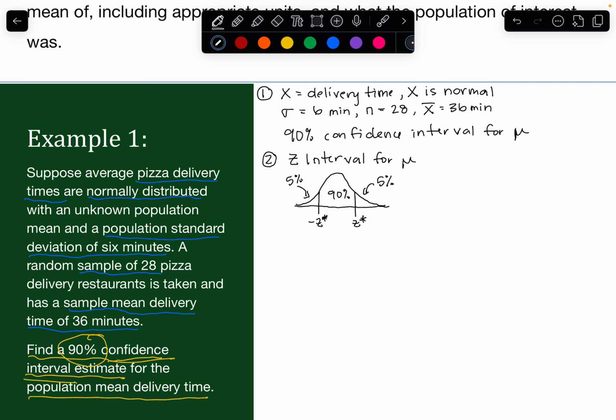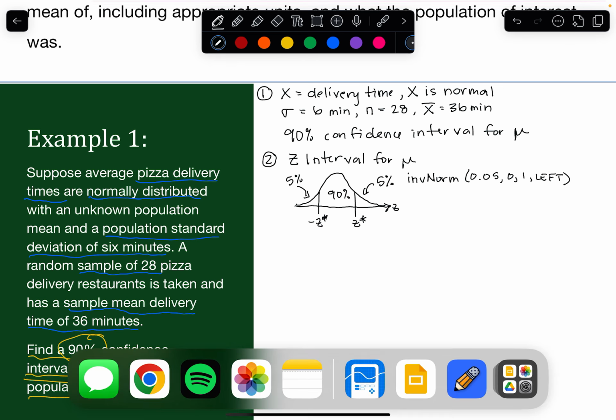To find my z star, I'm going to use inverse norm. And I need area to the left in decimal form, so 0.05, 0 and 1 for the standard normal. And then if your calculator is the newfangled version, left. This is a z. So let's go ahead and do that really quick.